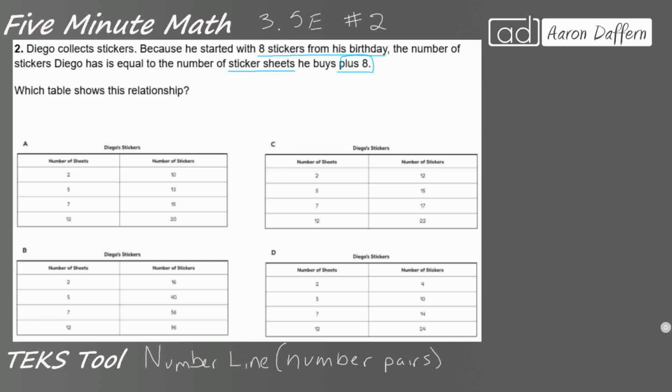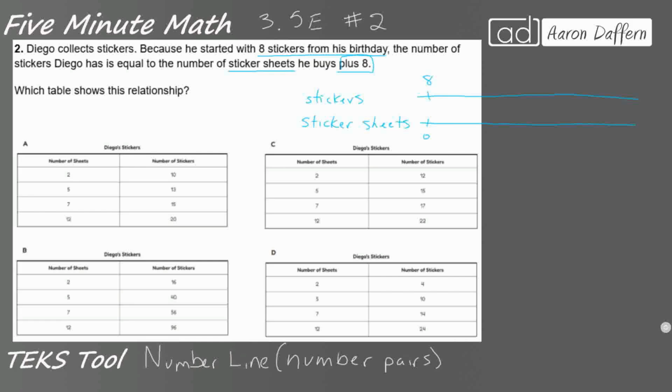And I'll show us on a double number line here. So he is starting with stickers, okay, and then sticker sheets. And so what we're going to do is put our sticker sheets, because that's what he's buying, right down here. And then he's buying his stickers right up here. And so when he had 0 sticker sheets, he had 8 stickers. Remember it said he started with 8 stickers?